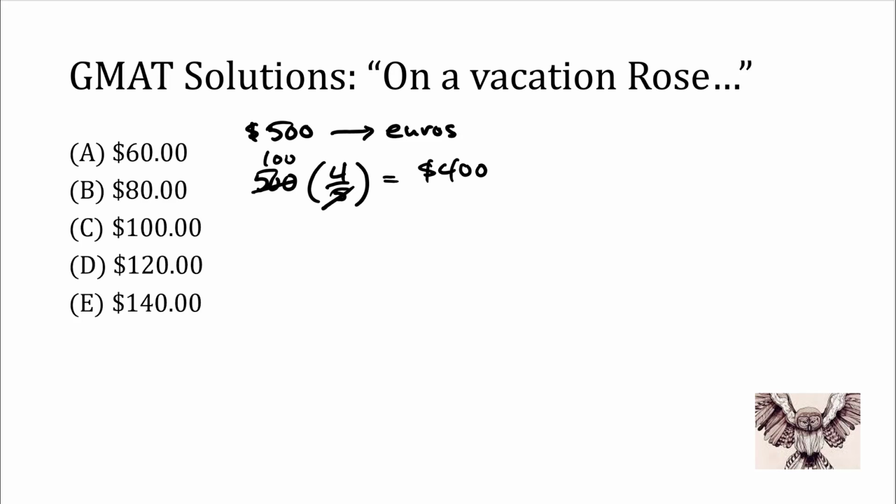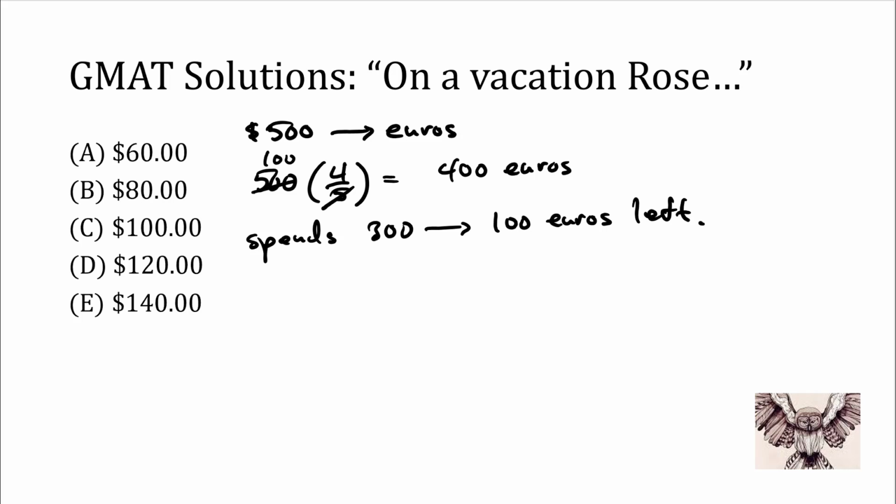So $400. And then she spends 3/4 of those, so that means she's got, what? It's not $400, it's euros. I'll just write euros. There we go, 400 euros. And then she spends 3/4, right? So she spends 300 euros. And she has 100 euros left.